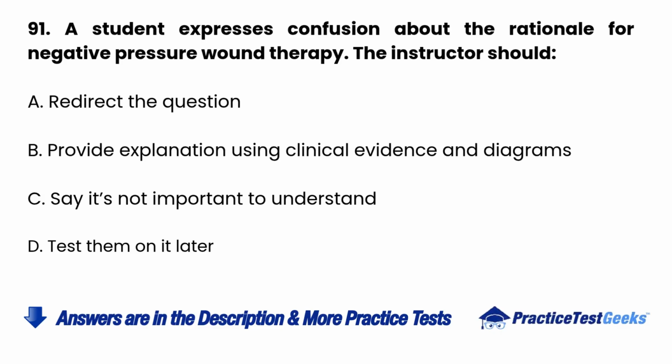91. A student expresses confusion about the rationale for negative pressure wound therapy. The instructor should A. Redirect the question. B. Provide explanation using clinical evidence and diagrams. C. Say it's not important to understand. D. Test them on it later.